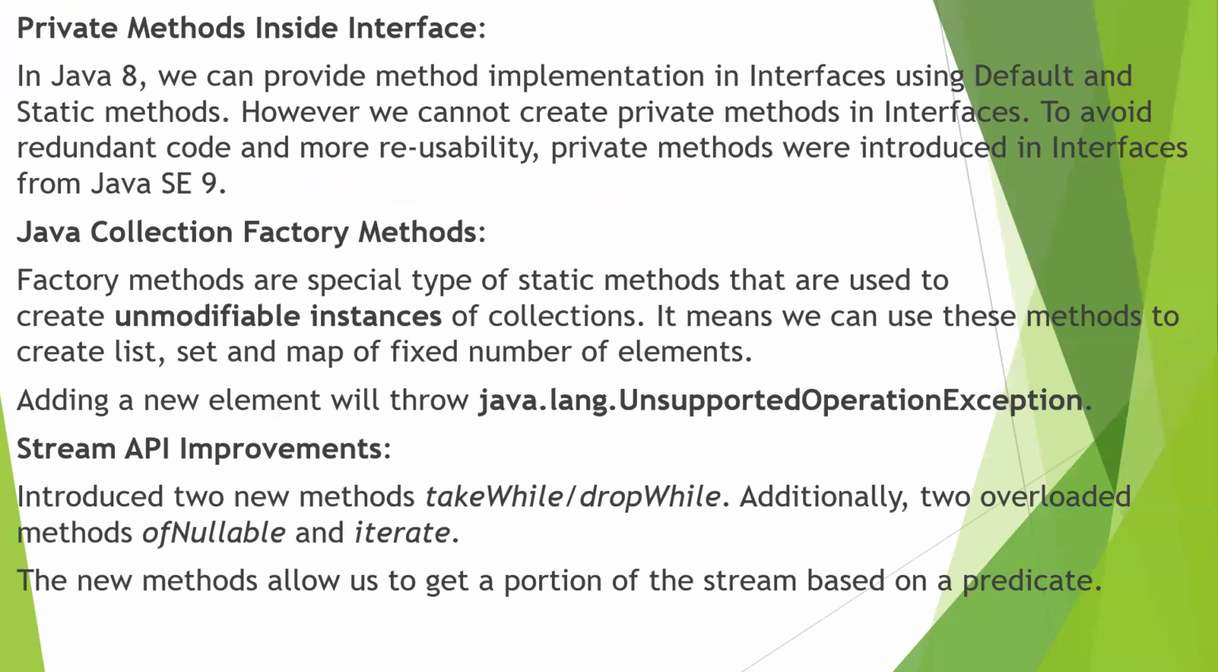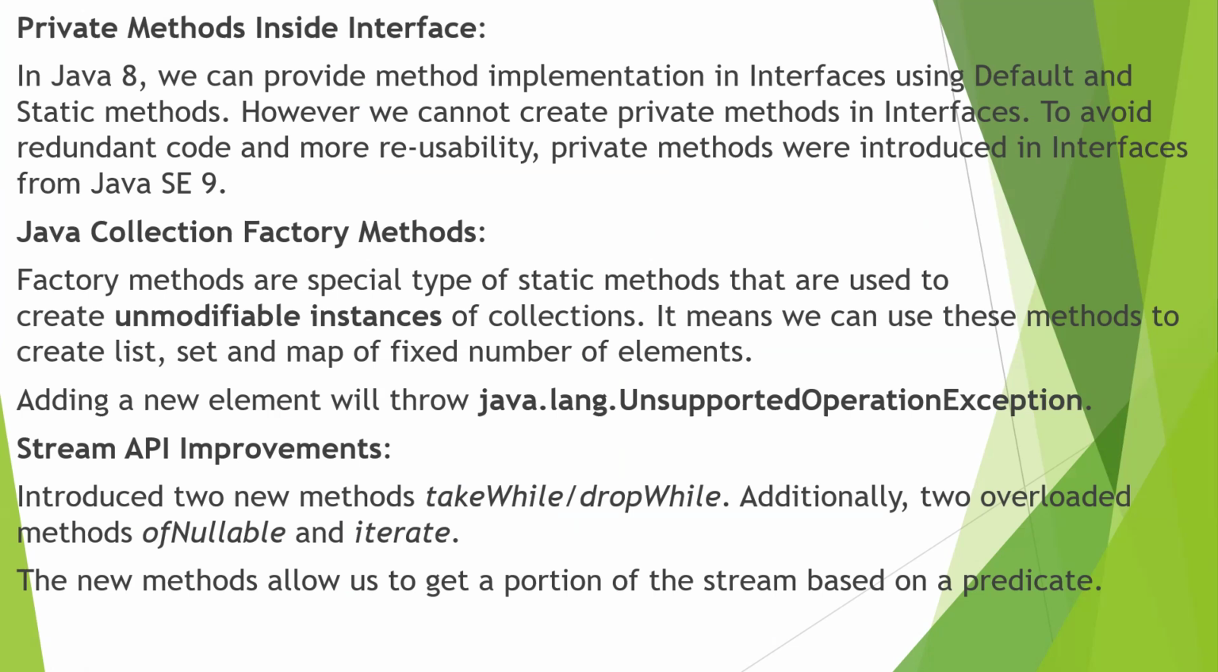So these are nothing but the factory methods related to the collections. These factory methods are a special type of static methods that are used to create unmodifiable instances of the collections. When I say unmodifiable instances, it means we are allowed to create collection objects with a fixed number of elements inside those collection objects. It means that adding a new element will not be supported. It's a new feature as part of Java 9.